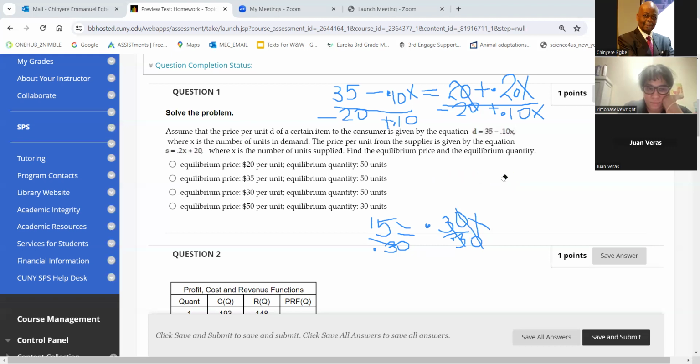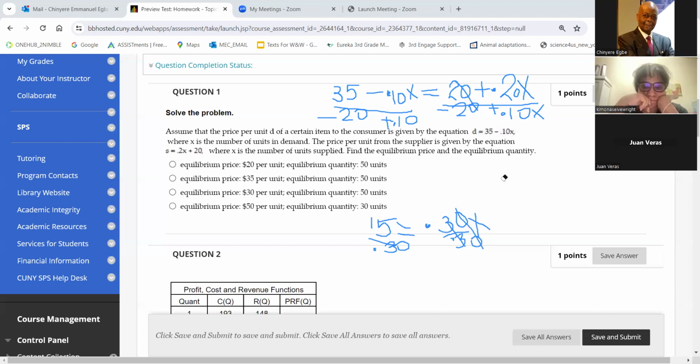We are seeing here that the equilibrium quantity is 20. Is that correct? Because it says X is the number of units in demand. Okay. So that means we have reached the conclusion that at the quantity of 20, demand is equal to supply. Right? X is 20.